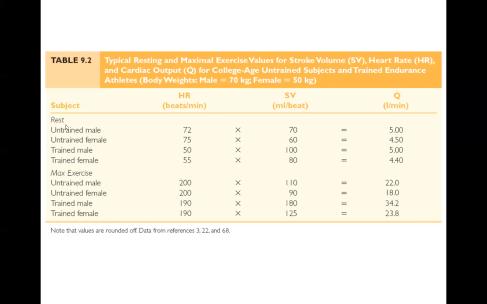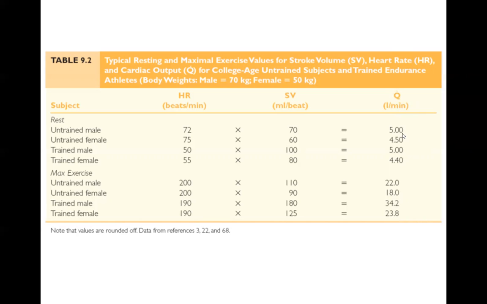Okay, we just kind of focus in on at rest. We have untrained male, untrained female, trained male, trained female. Okay, at rest, the heart rates of both males and females that are untrained is higher than those that are trained. In other words, if you're physically fit, your heart doesn't have to beat as often. Okay, so your heart rate is lower. Let's skip ahead to Q. There's that cardiac output. Okay.